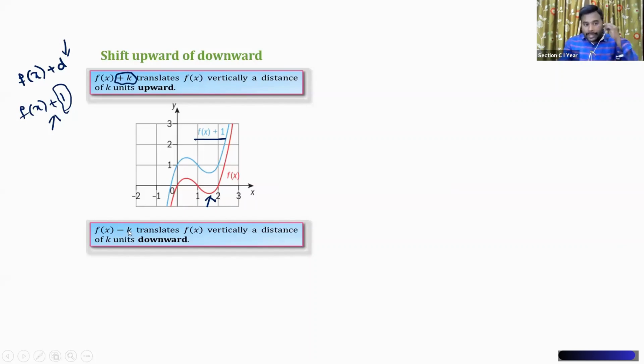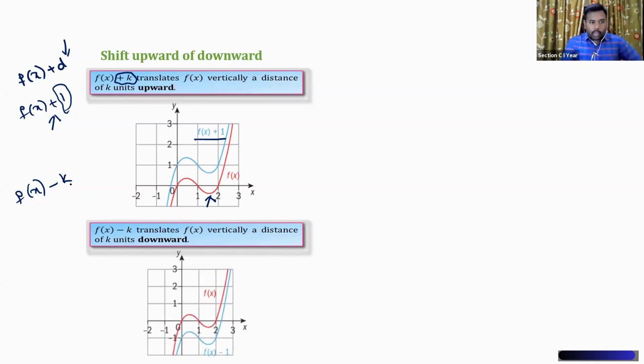you add a negative constant to f of x, I mean, addition of a negative constant is similar to subtraction of a positive constant k, right? So when you subtract a constant from f of x, then the graph will be shifted downwards by k units, right? Look at this. The red colored one is again the original graph. Now, when you did f of x minus 1, the graph is shifted downwards by 1 unit.